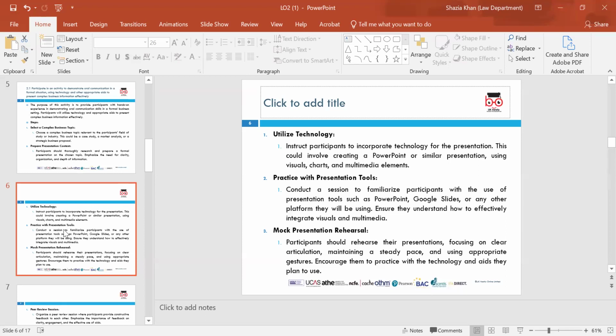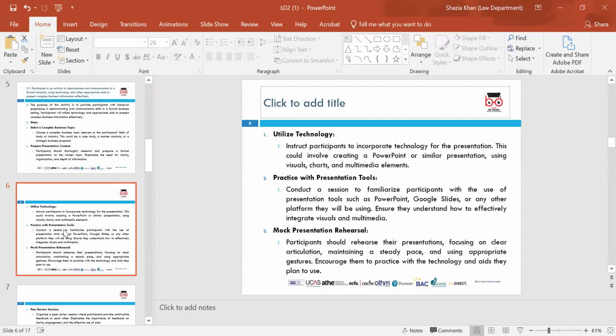You need to practice with presentation tools. So you conduct a session to familiarize participants with the use of presentation tools such as PowerPoint, Google Slides, or any other platform they will be using. Ensure they understand how to effectively integrate visuals and multimedia. So the mock presentation rehearsal. Participants should rehearse their presentation, focusing on clear articulation and maintaining a steady pace and using appropriate gestures.